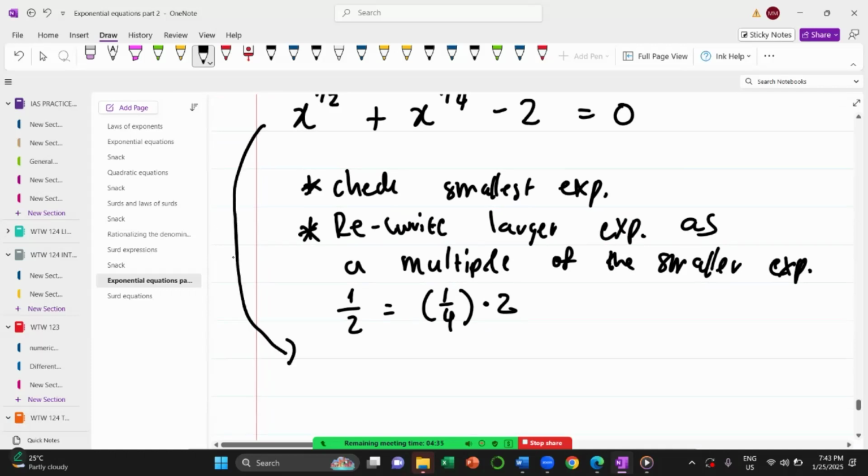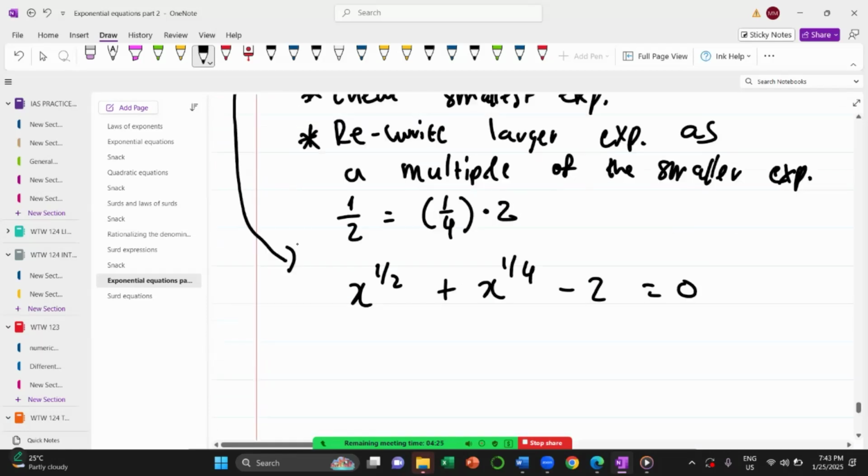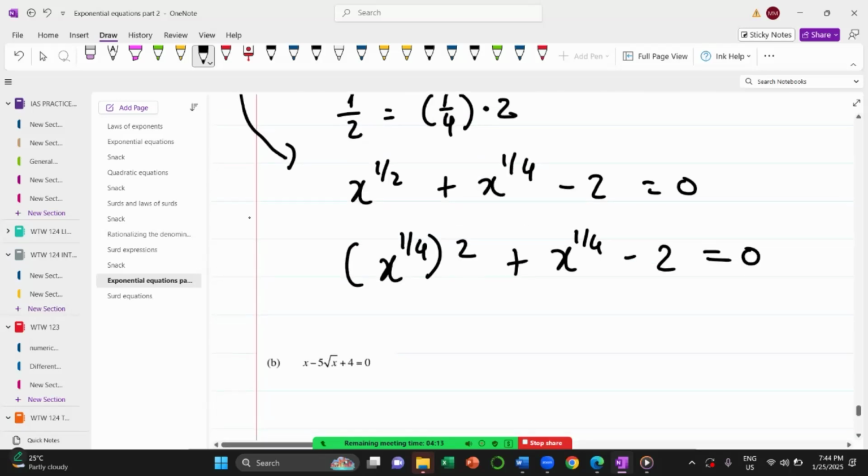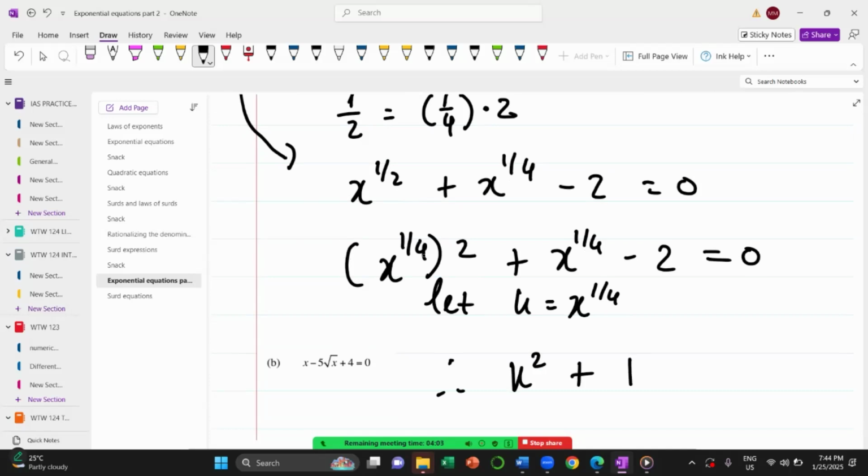So now let's rewrite this whole question. The question itself is saying x to the exponent of 1 over 2 plus x to the exponent of 1 over 4 minus 2, all equal to 0. So now check. Here I'm going to say I have x to the exponent of 1 over 4, all to the exponent of 2, plus x to the exponent of 1 over 4 minus 2 equal to 0. So once I'm here, why don't I say let k be equal to x to the exponent of 1 over 4. Therefore, now I'm going to have k squared plus k minus 2 equal to 0.